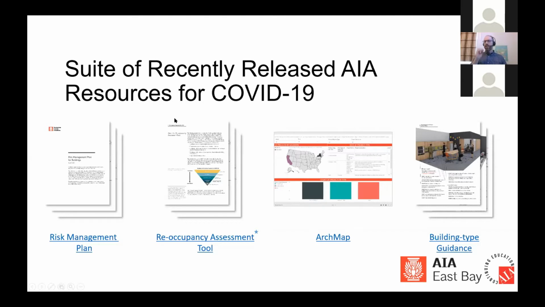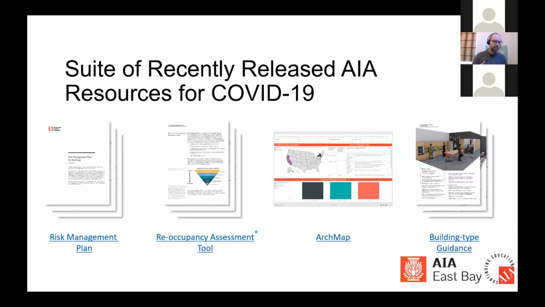Okay, and so I mentioned the suite of AIA resources for COVID-19, and I mentioned that I'm a part of this national committee that the AIA has for the Disaster Assistance Committee, and so these are some documents that have been put out recently: Risk Management Plan for Buildings, Re-occupancy Tool. ArchMap is really interesting. If you've had a project that you have been working on related to COVID-19, this is a portal where you can upload information about it, including if it's confidential.